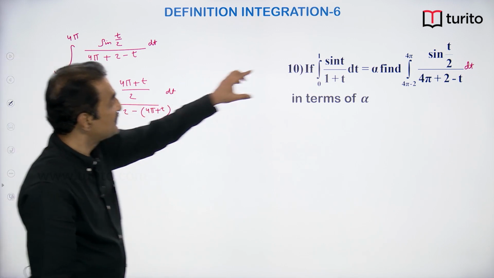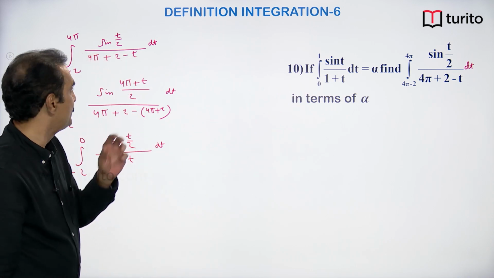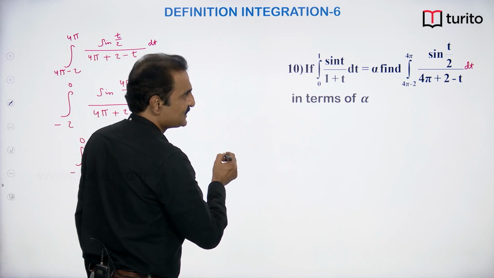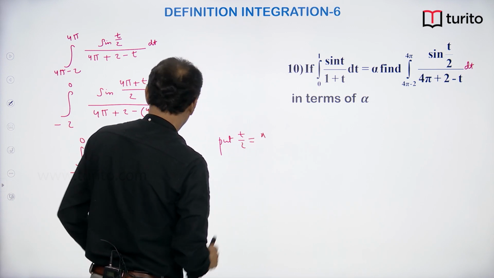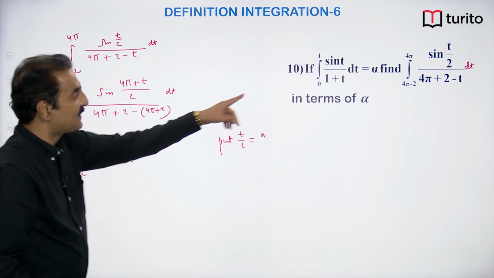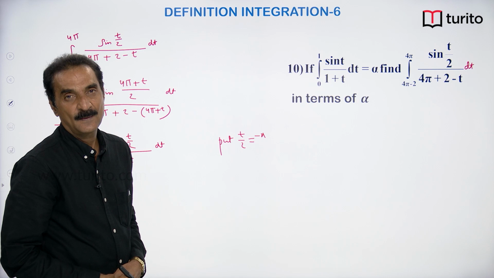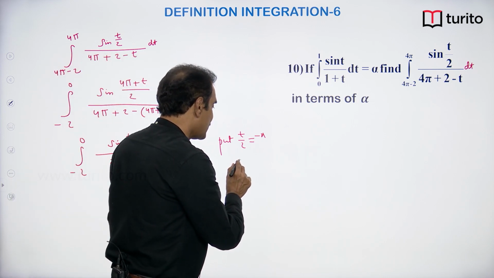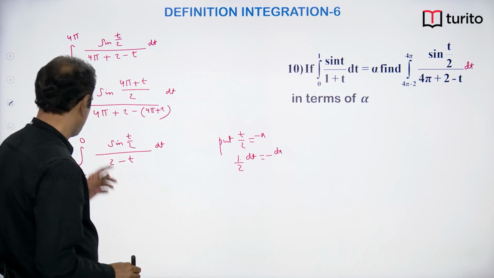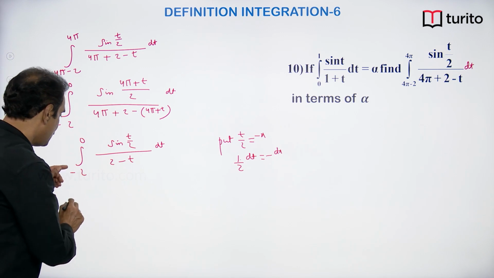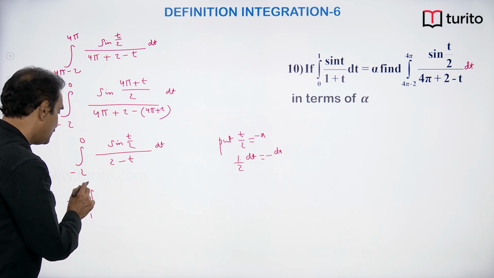Now I have to get sin t by 1 plus t. Now I will put t by 2 is equal to some z or x. I have to also get plus sign here. So I will substitute t by 2 is equal to minus x. Then differentiating on both sides, 1 by 2 dt is equal to minus dx. What will be the new limits now? If t is minus 2, x is 1. If t is 0, x is 0.